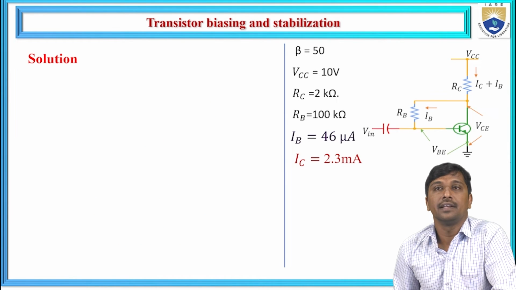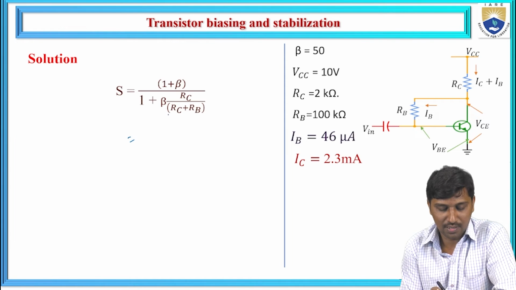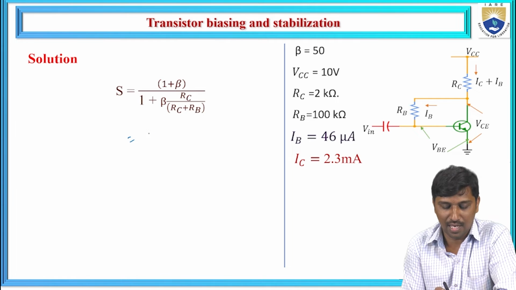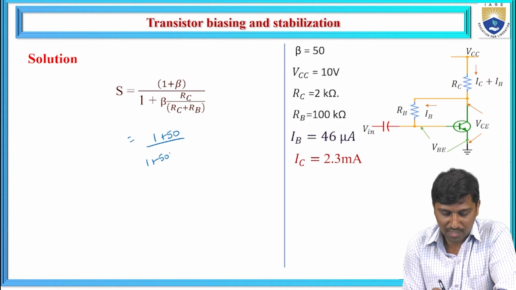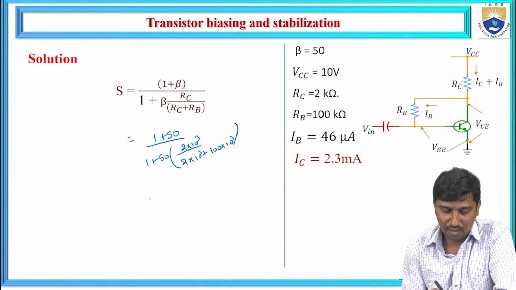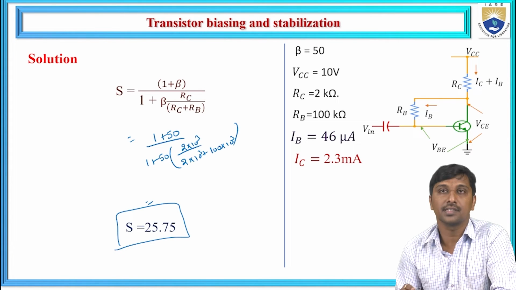Now we need to calculate the stability factor for collector to base bias. So hence S is equal to (1 plus beta) by (1 plus beta times RC by (RC plus RB)). Now this is (1 plus 50) by (1 plus 50 times RC value 2 kilo ohms by (RC plus RB)). Now it gives the stability factor, that is 25.75.